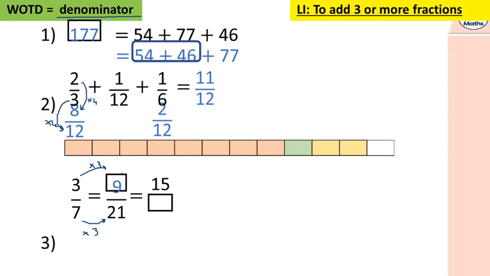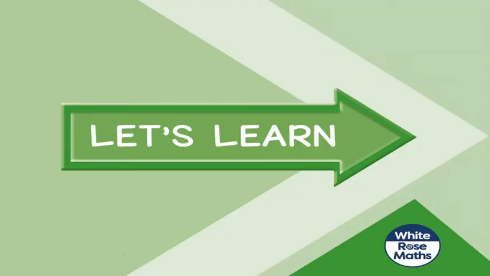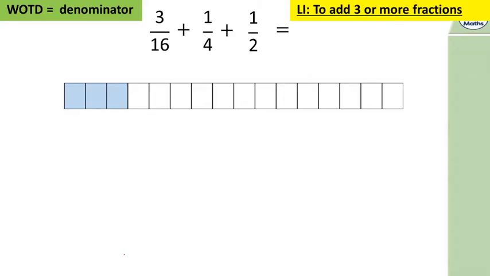Okay, the next one, to work out the equivalent here, you need to go back to the beginning because you can't multiply 9 to get 15, but it's equivalent to this one as well. So what do you times 3 by to get to 15? Times it by 5. Whatever you do to the top, you do to the bottom. 7 times 5 is 35. So well done if you got those. Okay, so let's move on to today's questions.